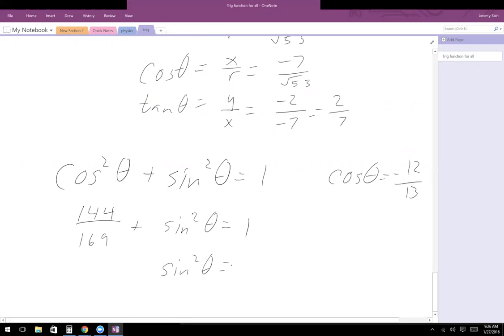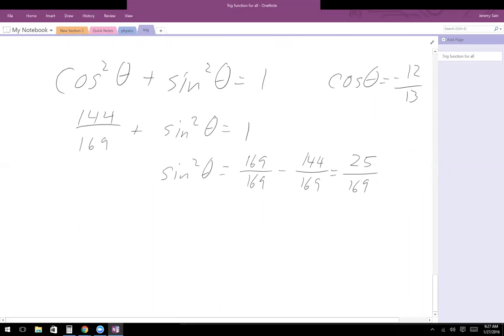If I want to add fractions, I need to get the same denominator. So 1 is secretly 169 over 169 minus 144 over 169 is 25 over 169. So sine would be the square root of that. What's the square root of 25? 5. I was about to say, this is not the hard one, y'all. What's the square root of 169? 13. And now the only question is, is this plus or minus?